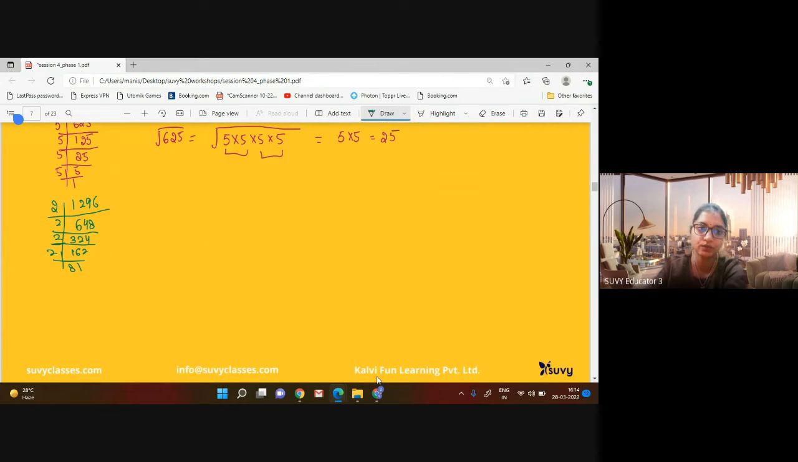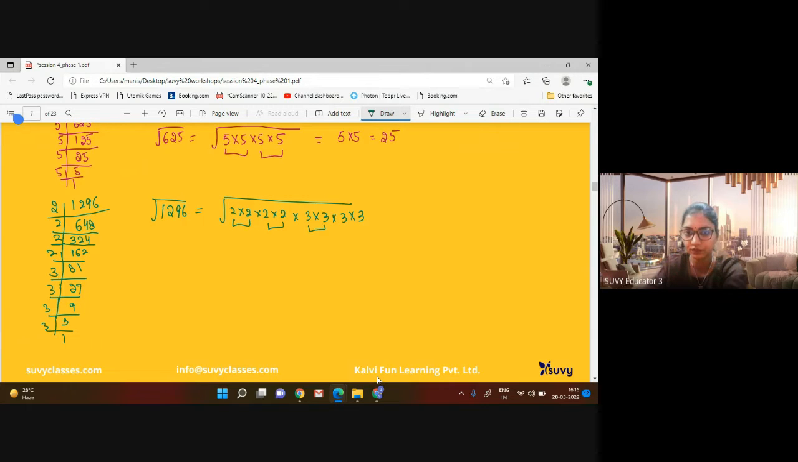So what can we do now? Again, now it goes on to 3. 3 times 27, 3 times 9, 3 times 3. Here it's 3, 1. It means 1296 under root will become the square root of 2 into 2 into 2 into 2 into 3 into 3 into 3 into 3. So just think about this, make a pair of similar ones.